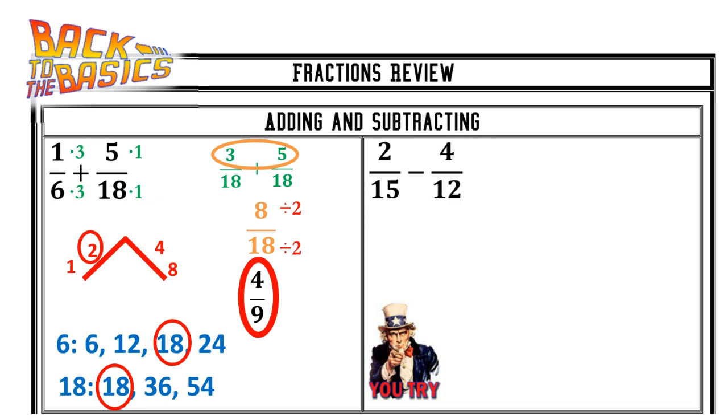You can use the shortcut of multiplying 15 times 12 or multiplying both top and bottom by the opposite denominator. However, this method, this shortcut that a lot of students rely on, usually requires you to do a lot more simplifying at the end of the problem.